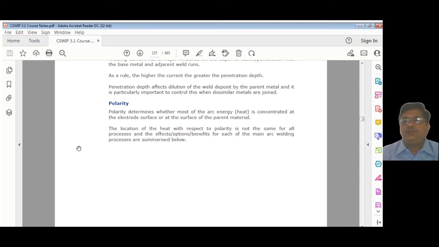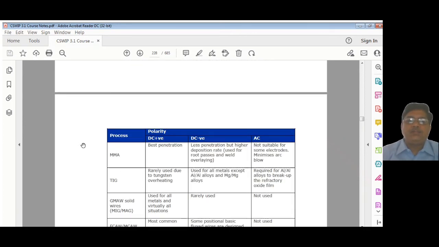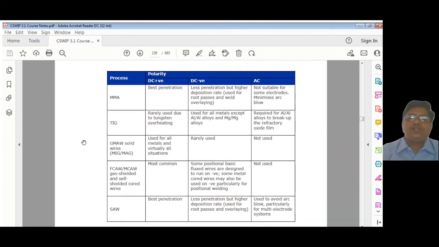So the location of the heat with respect to polarity is not the same for all processes and affects the position options for each of the main arc welding processes, which are summarized as below. So let's see, this is a very important subject and a very critical thing to understand.